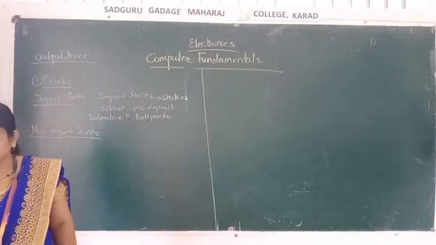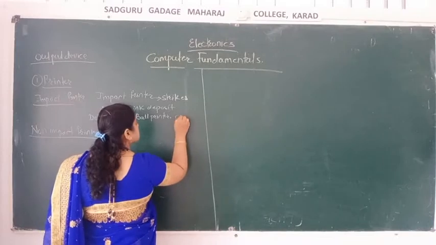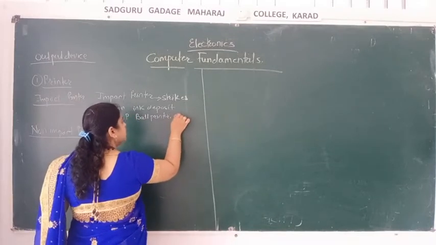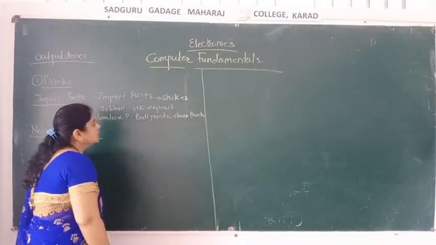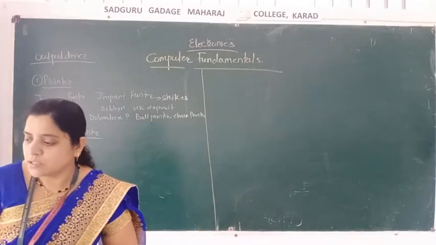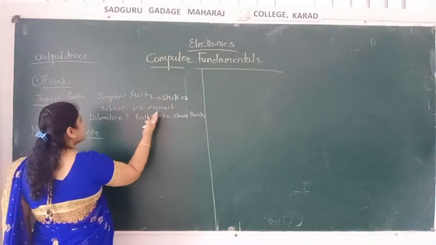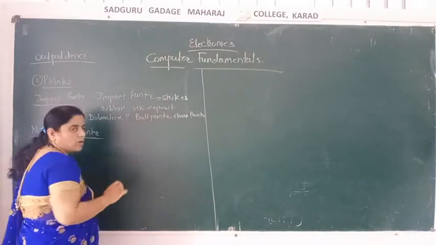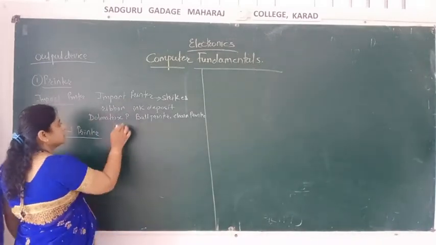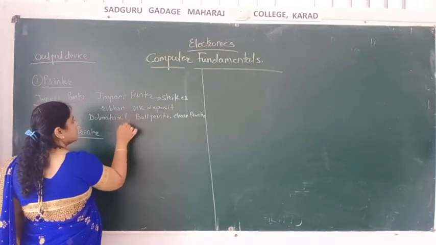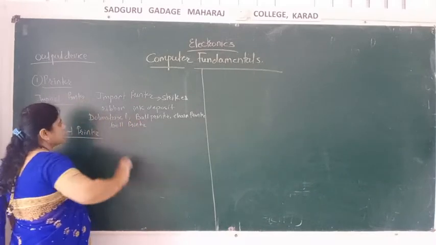Ball printer is there. Then chain printer is there. So these are the types of dot matrix printer. So what are dot matrix printers? The printers which strike on the ribbon, and ink is deposited on the paper. Examples of that are the dot matrix printer, ball printer, and pen printer as an impact printer.